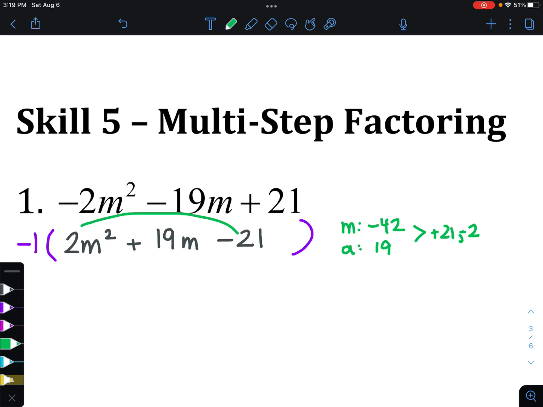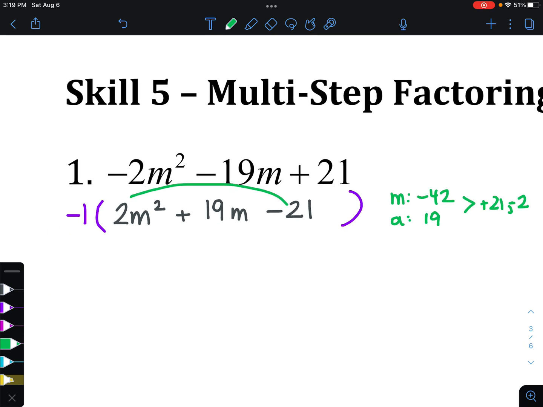So when we do that, flip that negative, positive. Okay, so I'm going to split this middle term, 19, into 21m and negative 2m. The first term drops down the same. The last term drops down the same. And now I'm going to factor by grouping. So I'm going to group the first two, last two.